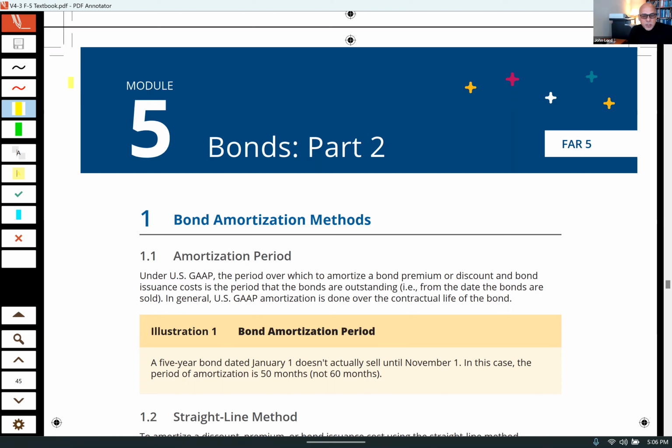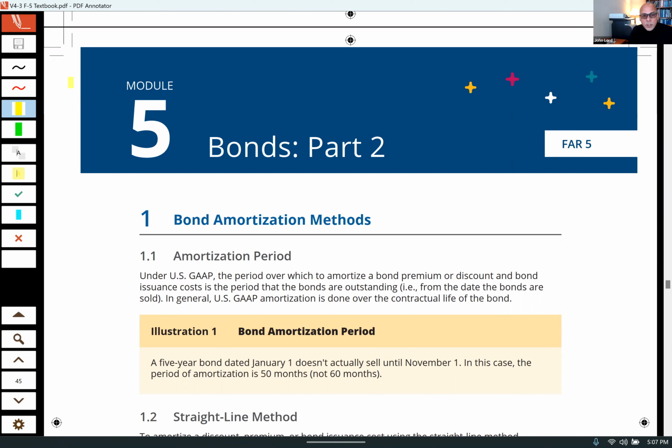And of course, if the market rate is more than the coupon rate, it'll issue at a discount. If the coupon rate is more than the market rate of interest, it'll issue at a premium. Hopefully I'm saying that right.